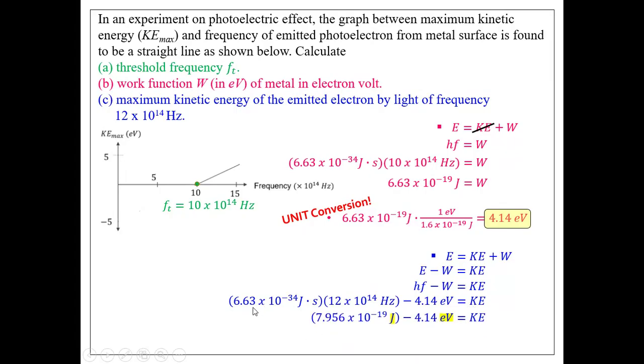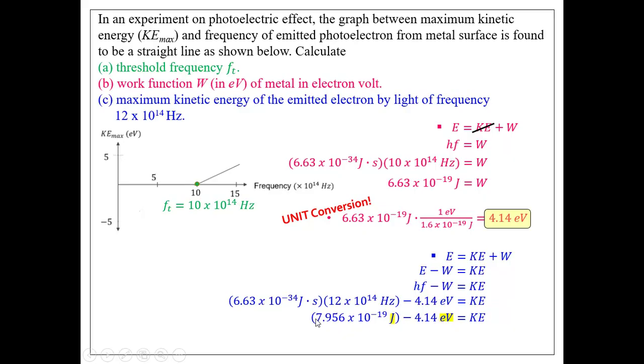But if you do your work correctly, hf will yield 7.956 times 10 to the negative 19 joules minus 4.14 eV. Now I highlighted joules and eV here because, again, you need to be super careful with your units. In the first term you have joules, in the second you have eV. You cannot subtract these two values because they are not in the same unit. So it's important for you to write your units out as you practice these types of problems. Otherwise, you are going to subtract and get a wrong answer, okay?